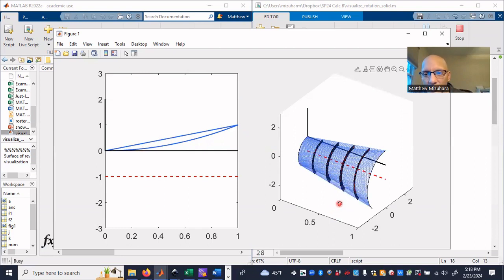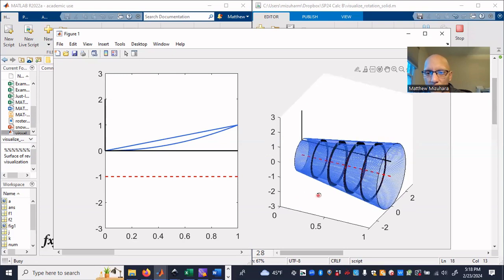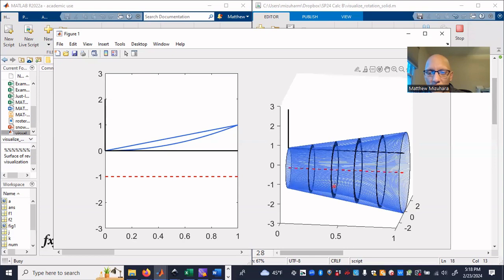Okay, so you see what's happening here. We still are getting washers, right? We're still getting washers. And it's because I'm not filling in all of the distance between the red line and the curve itself, the functions themselves. So I'm going to have just a small region that gets rotated around. That's what gives me these ring shapes.